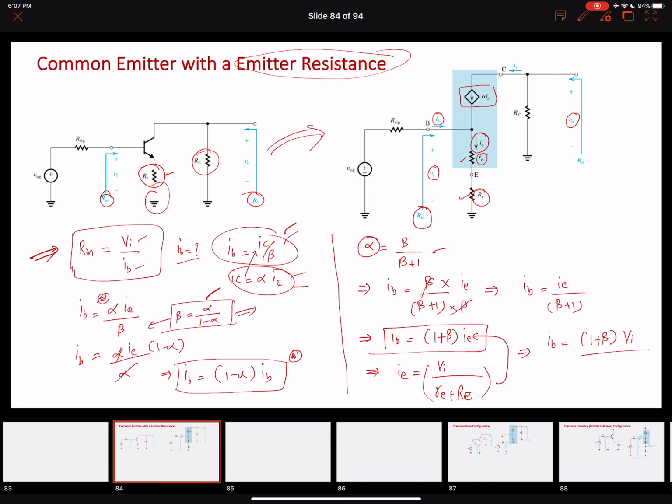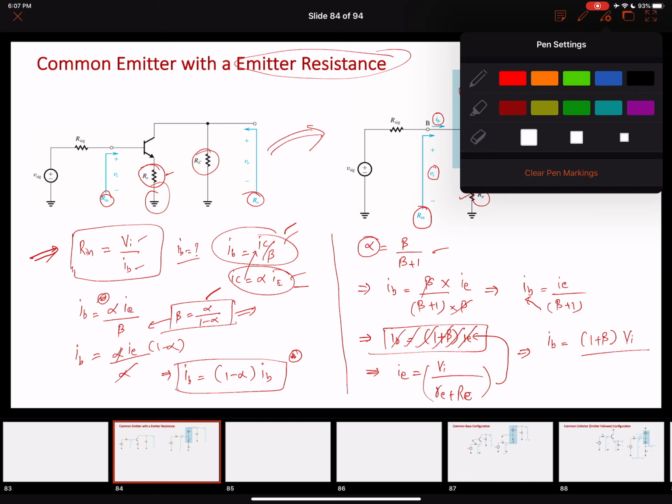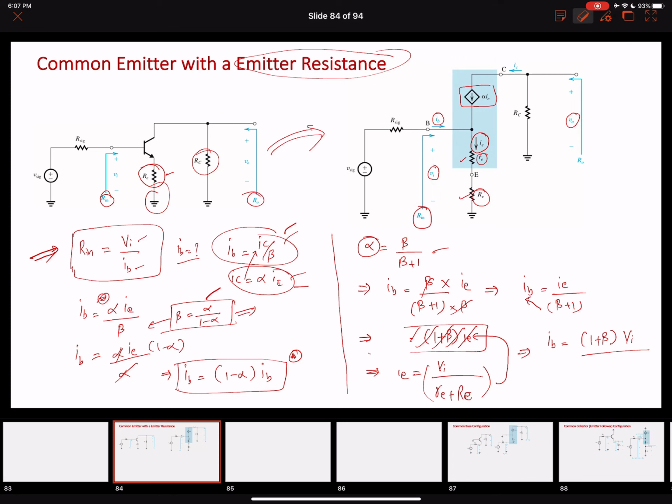IB equals, sorry, I think this equation was wrong. So our IB needs to be multiplied by 1 plus beta. So this should be, okay, let me run this thing.